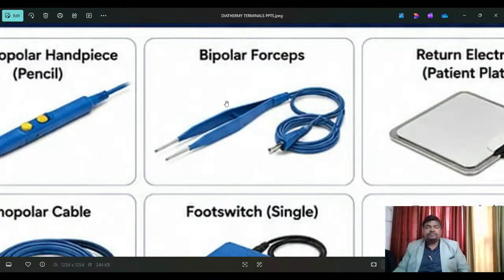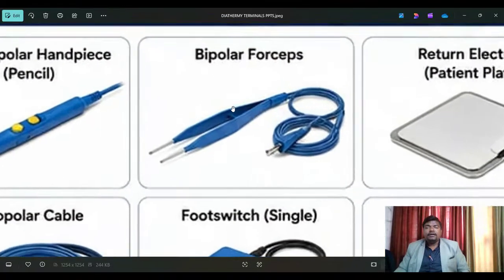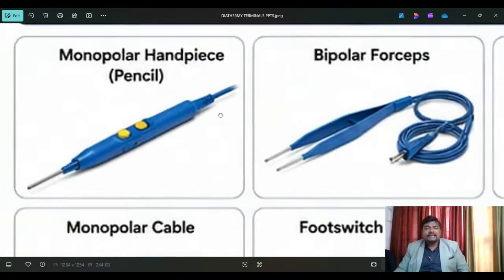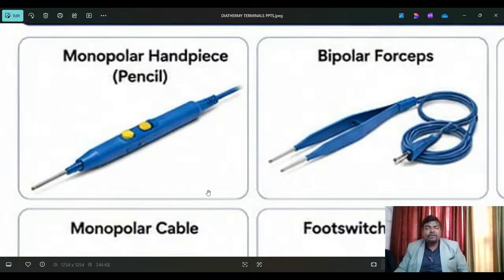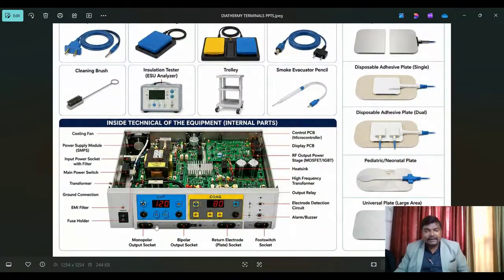Okay, right. See here, this is what the monopolar looks like, and the bipolar forceps. See here, bipolar, so the bipolar connection. All these accessories we have to keep in the sockets of the equipment. See here, these sockets are given. Those accessories are placed in these sockets.